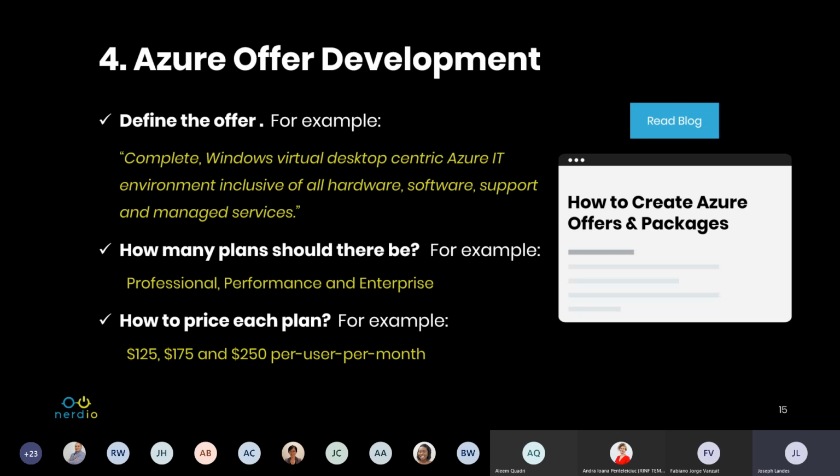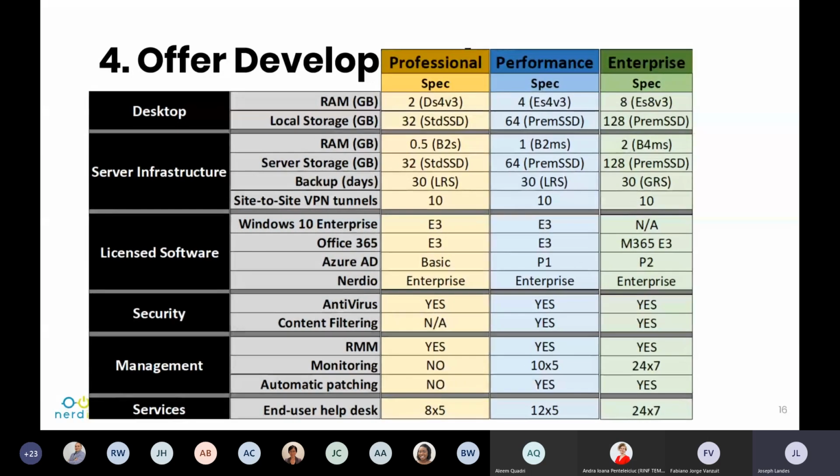So now that you've learned how to make money on Azure, the 4th thing to do is to come up with an offer. So you, in your MSP practice, need to come up with an Azure offer. And we have written a paper on this as well, how to create Azure offers and packages. You need to decide how many plans there should be, what the offer looks like. I've given you an example here on the slide where you think about what your different infrastructure pieces are going to cost, what the software costs, security, management, services, and then you publish this to your website as to what your different packages are. So those are really the 4 steps to building a successful cloud practice in Azure.